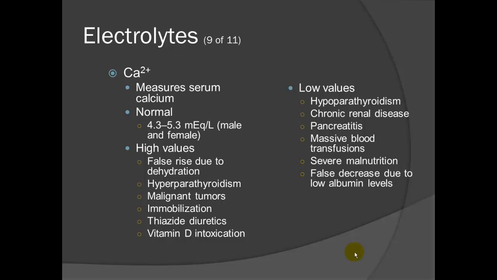Calcium measures serum calcium. Calcium is important in every muscular contraction. Normal on this is going to be 4.3 to 5.3 milliequivalents per liter, male and female. If you get high values, there can be a false rise due to dehydration, which kind of concentrates everything. Hyperparathyroidism, malignant tumors, and immobilization may also cause high calcium. Thiazide diuretics, vitamin D intoxication. Low values: hypoparathyroidism, chronic renal disease, pancreatitis, massive blood transfusions, severe malnutrition, false decrease due to low albumin levels or low protein levels. Albumin is a major protein in our plasma.